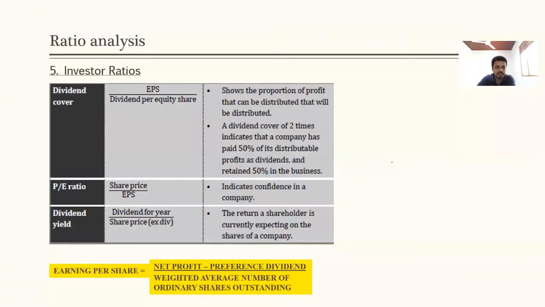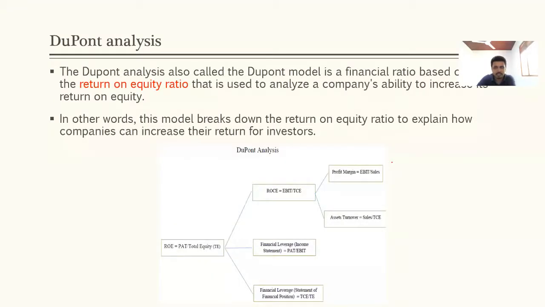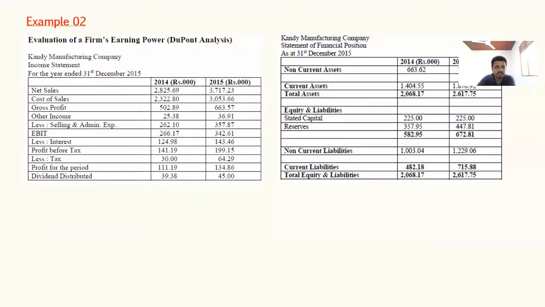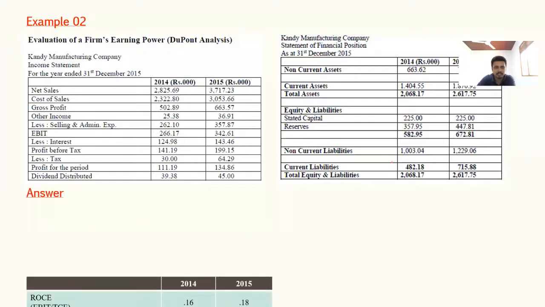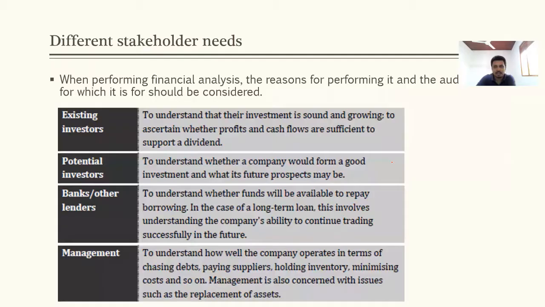Investor ratios, dividend cover, PE, dividend yield, earnings per share, this stuff we have discussed. DuPont analysis, right? It is something additional for you, so you can read it and understand. I have given an example with the answers, so that is something additional. DuPont analysis at your level. Right? And in 4th year, 2nd semester, we have financial statement analysis. Then there we have to discuss this DuPont analysis. Right.